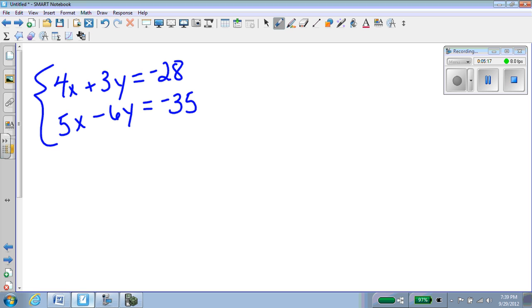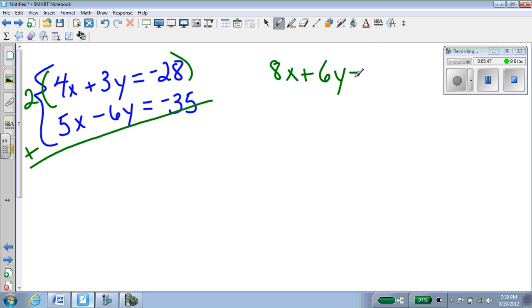Okay. If I drew a line and tried to add, no one would eliminate. This would be kind of hard. But if I look at my y's, if I multiply 3 by 2, yeah, that's going to work. So I'm going to multiply this whole thing by 2. I'm going to get 8x plus 6y equals -56, with 5x minus 6y equals -35.